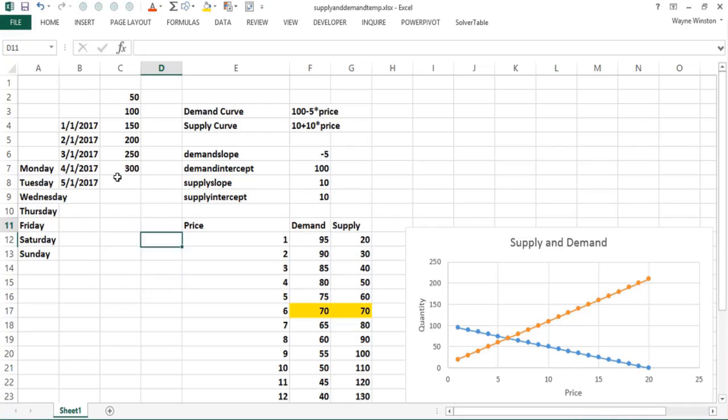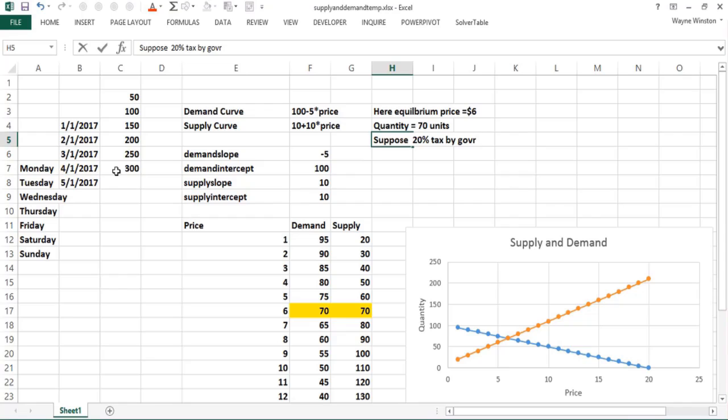So we now know here are the equilibrium price equals $6 and quantity equals 70 units. And suppose there was a 20% tax by the government. What would happen? How would we model that?